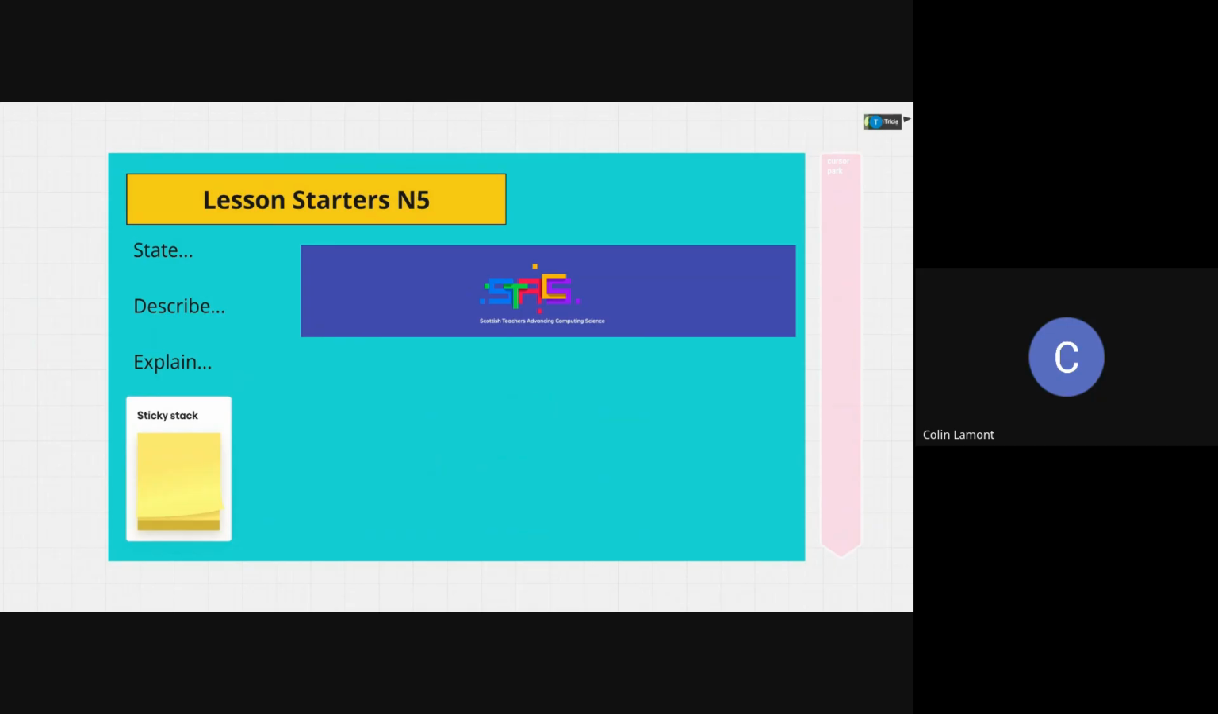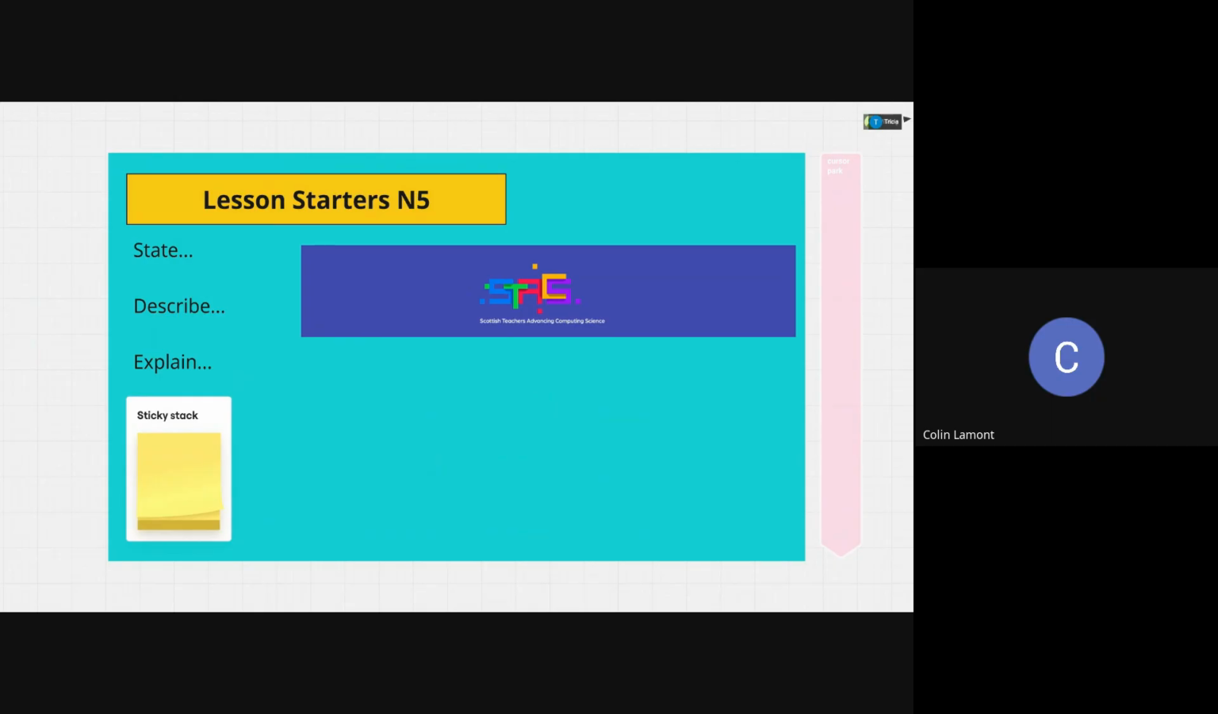So this harks back to one of our previous sessions where we talked a bit about command words and Bloom's. Have a go at state, describe, explain as a lesson starter. The beauty of this is that it's got built-in differentiation, so pupils can choose the level of difficulty, state being generally the more accessible, up to explain, which presents that bit more of a challenge.